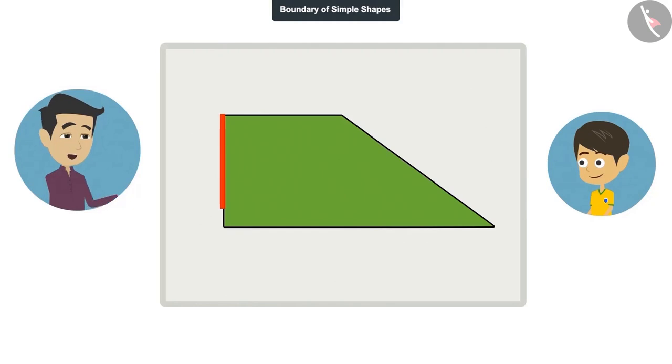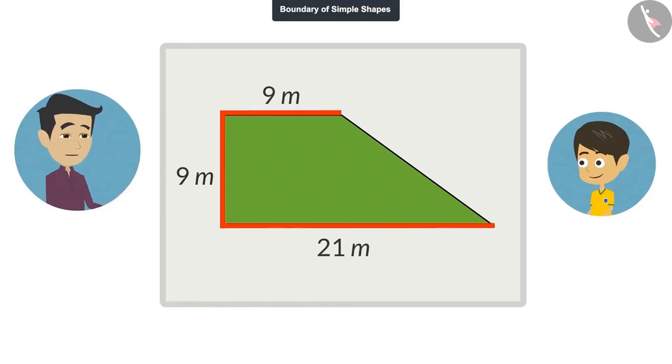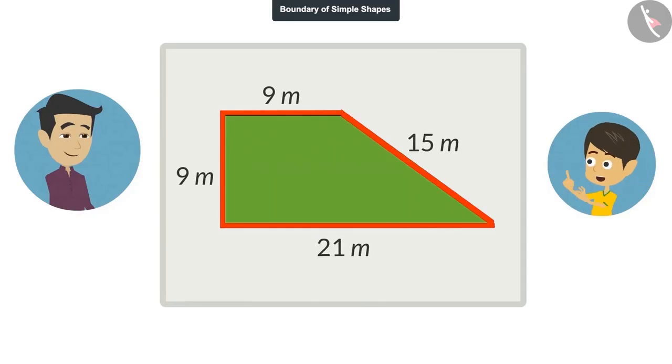The length of this line is 9 meters. The length of this line is also 9 meters. The length of the bottom line is 21 meters. And the length of this slanting line is 15 meters. Okay, now I know the length of all the lines. By adding these, I will get the length of the field's boundary.